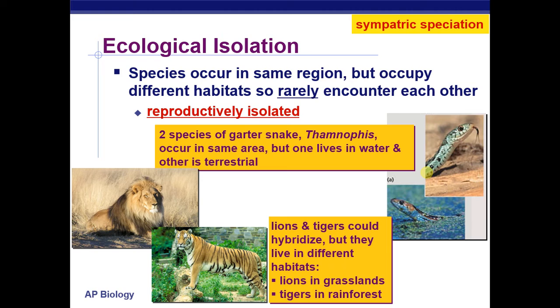Ecological isolation. Some species may occur in the same region but occupy different habitats, so they don't encounter each other. For example, on the right, there are two species of garter snake, one that lives in the water and the other on land, and so they are reproductively isolated because their niches within that habitat are so different they never run into each other.